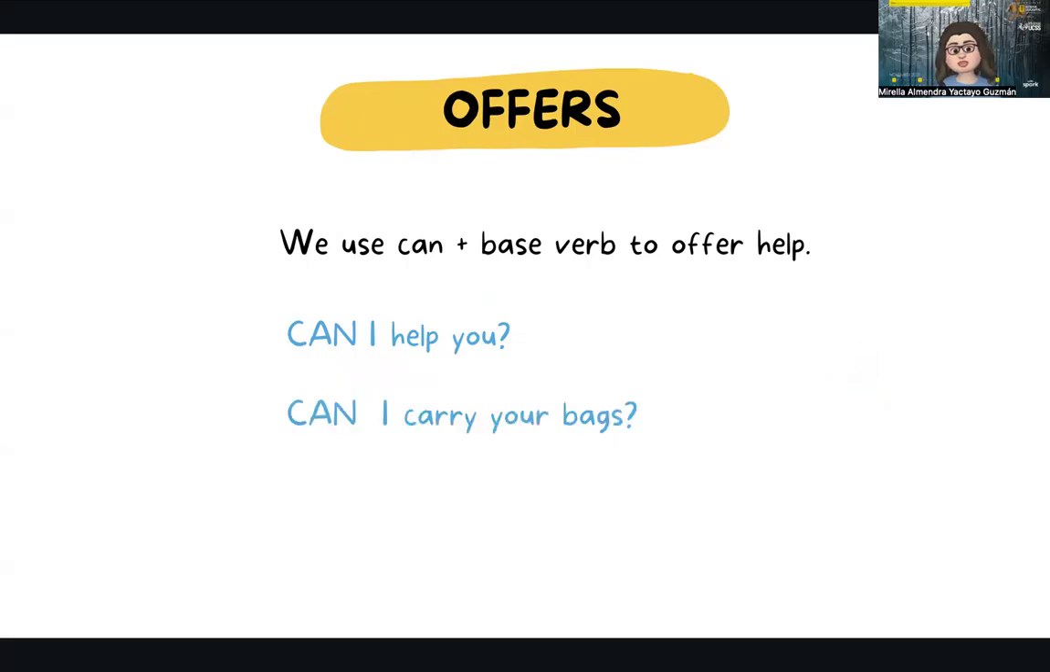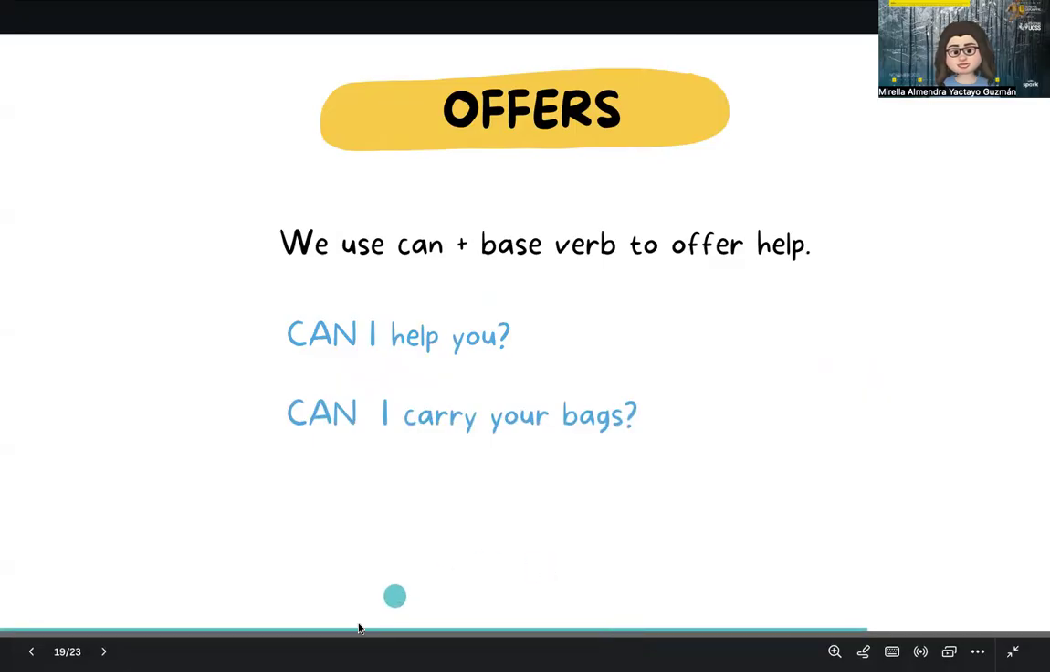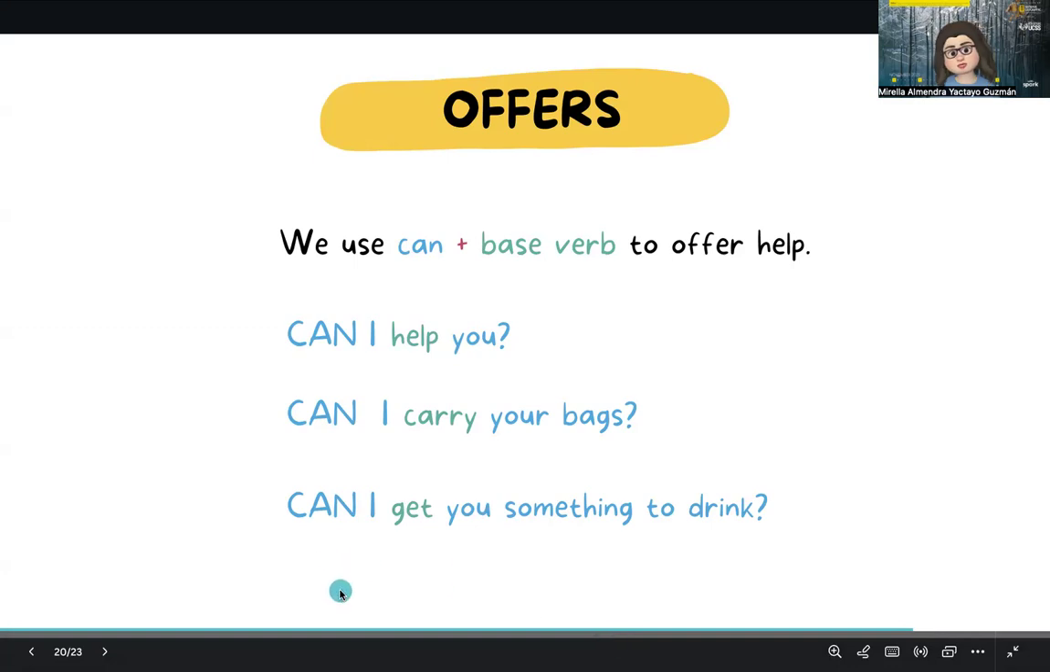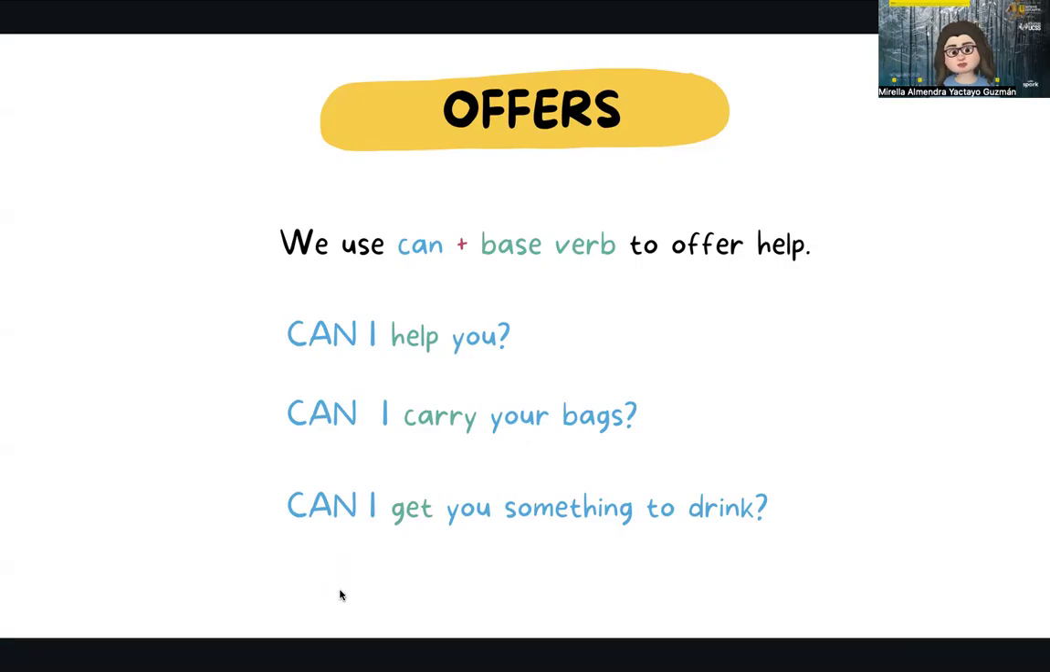Another example, can I carry your bags? Can I get you something to drink? So in these three cases, we are offering help, or in other words, we are offering assistance to somebody else. These types of questions are a polite way to offer assistance.